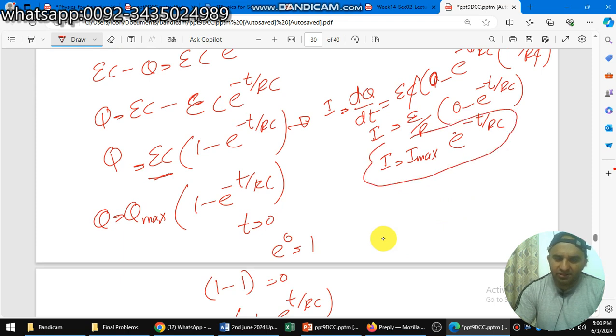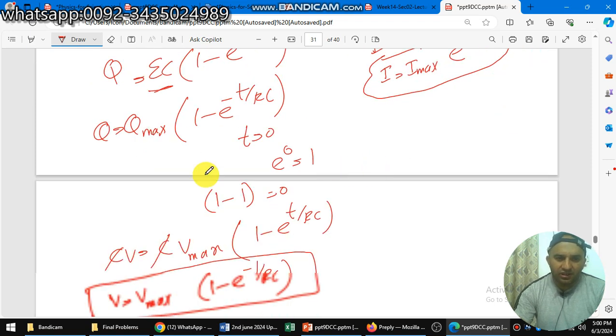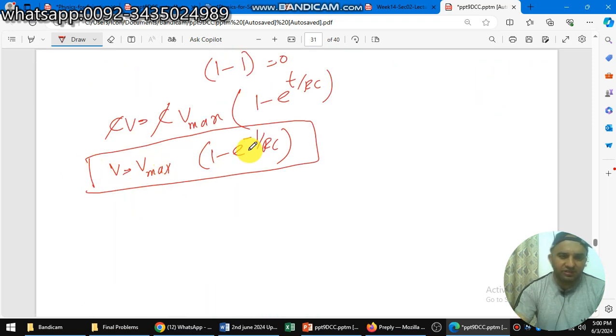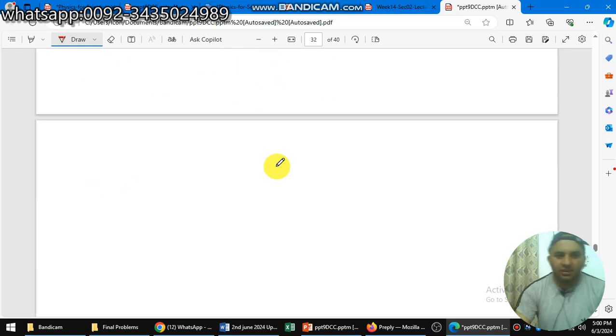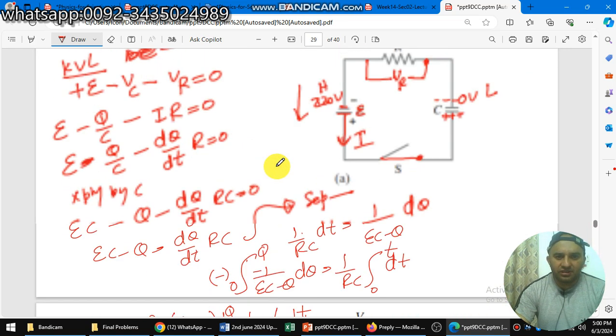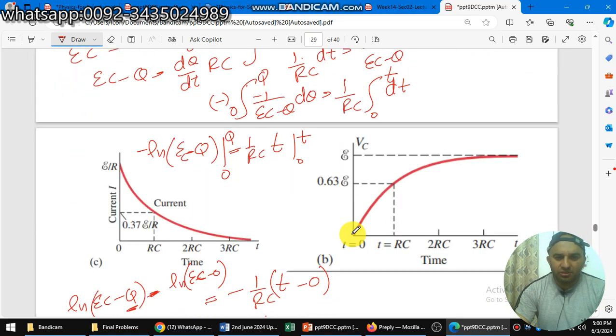All these equations, the formula for current and the formula for potential, show that this is the graph for the potential, that is VC, the potential developed on the capacitor. So the graph says that the potential increases gradually on the capacitor.